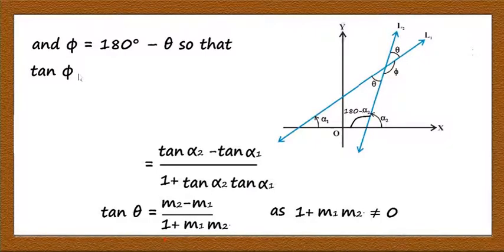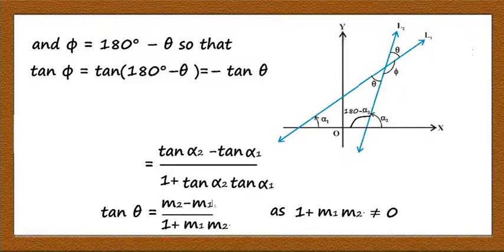So that tan phi is equal to tan of 180 minus theta, and 180 minus theta is in the second quadrant. Tan of 180 minus x is equal to minus tan x. Here tan of 180 minus theta is equal to minus tan theta. That's equal to minus of m2 minus m1 divided by 1 plus m1 m2, because tan theta is already m2 minus m1 divided by 1 plus m1 m2.